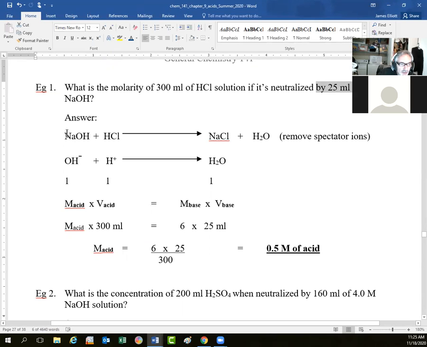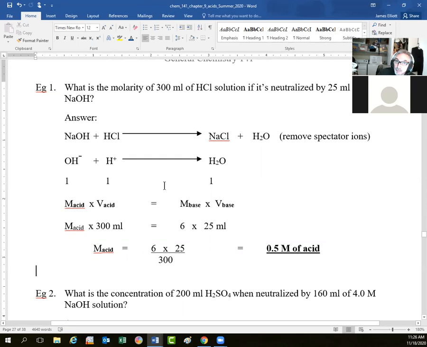So as we look at the equation, 1 mole of sodium hydroxide reacts with 1 mole of hydrochloric acid to form water and salt. So for every mole of hydroxide ions, we need a mole of these hydrogen ions or hydronium ions. And so it's a 1-to-1 ratio. That's important. And at that pH 7, the moles of acid should be equal to the moles of base.